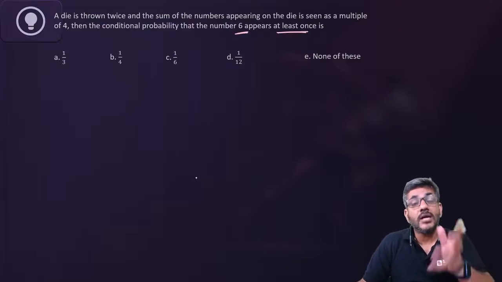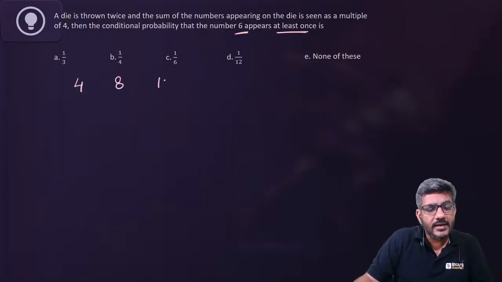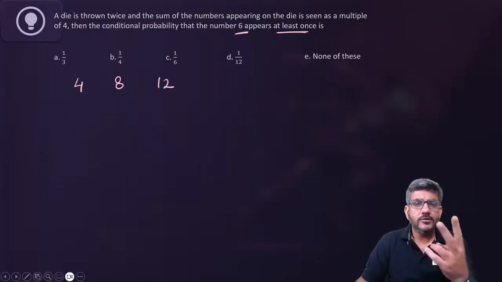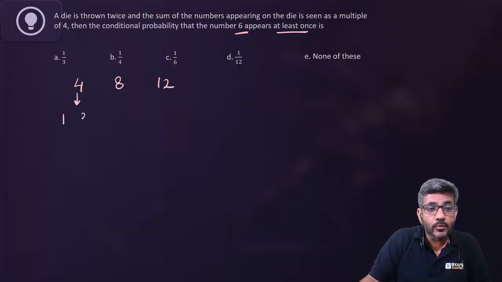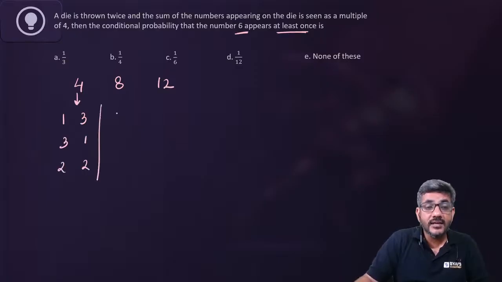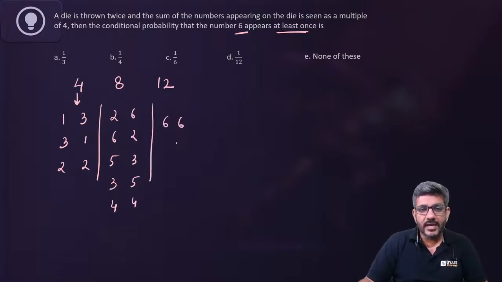अब वो कह रहा है नंबर 4 का मल्टीपल आ रहा है. 4 का मल्टीपल क्या आ सकता है? It can be 4, it can be 8, it can be 12. Of course, it cannot be anything above 12. 2 डाइस में मैक्सिमम नंबर तो 12 ही आएगा. अब 4 कैसे कैसे आ सकता है? It can be 1 and 3, it can be 3 and 1, और it can be 2 and 2. 8 कैसे आ सकता है? It can be 2 and 6 और 6 and 2, 5 and 3 और 3 and 5 और 4 and 4. 12 कैसे कैसे आ सकता है? There is only one way through which you can get 12. So ultimately 3 plus 5, 1, 9 total ways are there, out of which what are favorable ones?